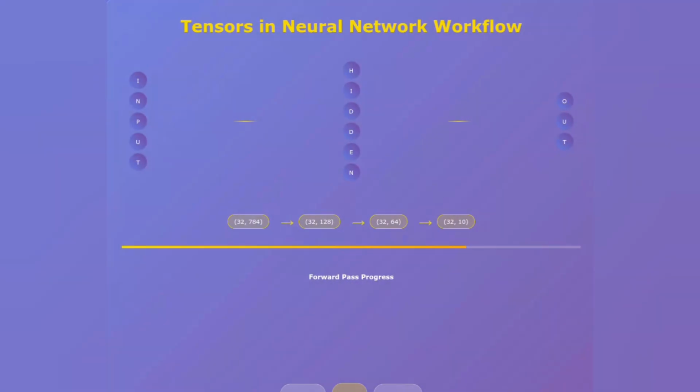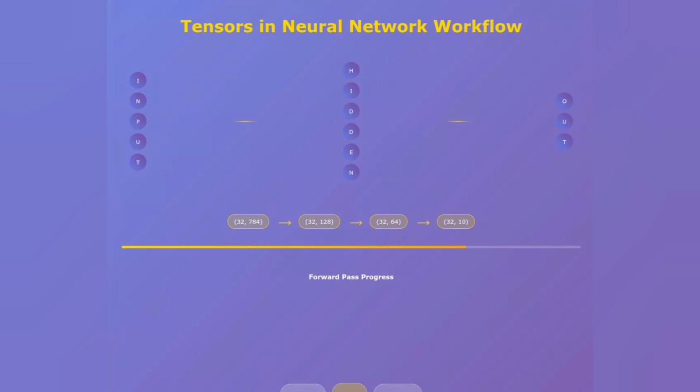Let's trace how tensors flow through a typical neural network. This is where everything clicks together. Step 1. Data preparation. Your raw data, whether it's images, text, or audio, gets converted into tensors. A batch of cat photos becomes a 4D tensor of shape, batch, height, width, channels.